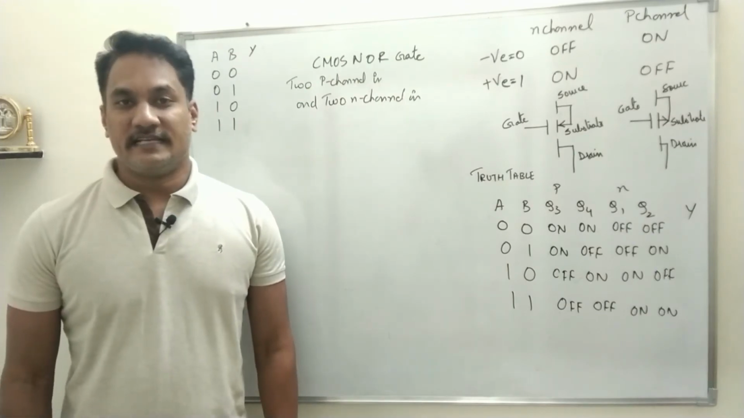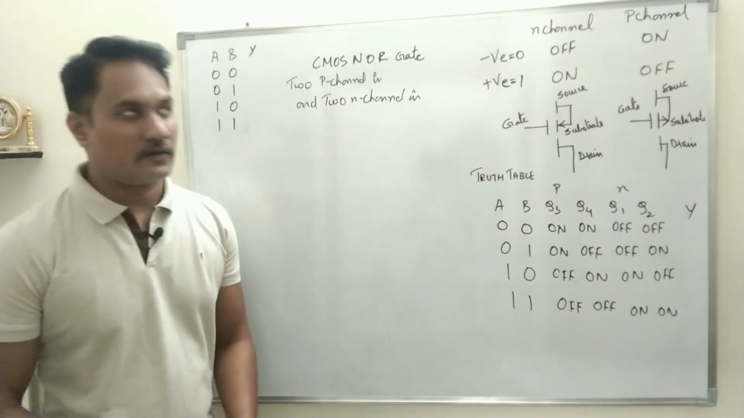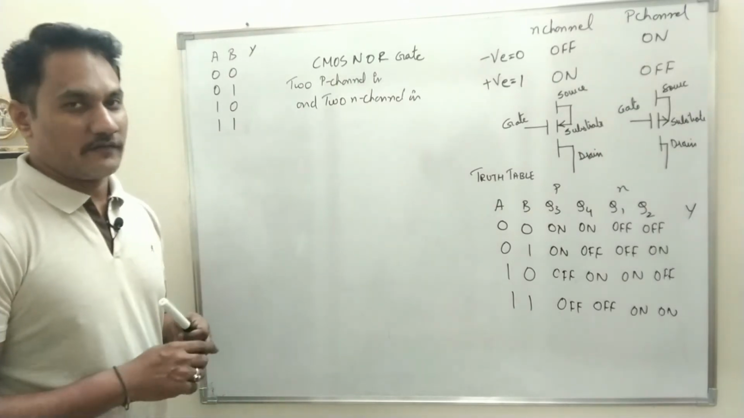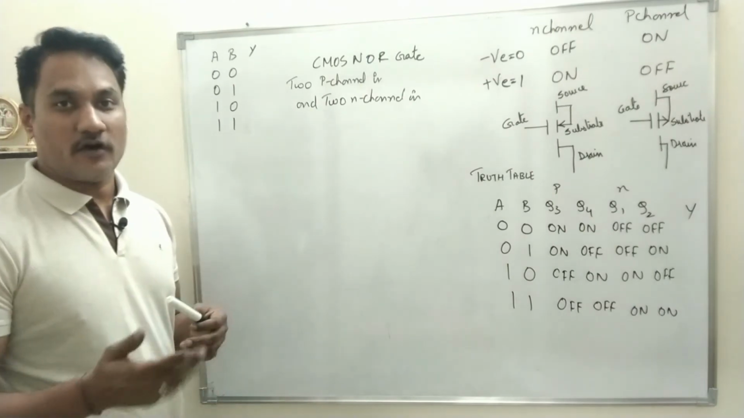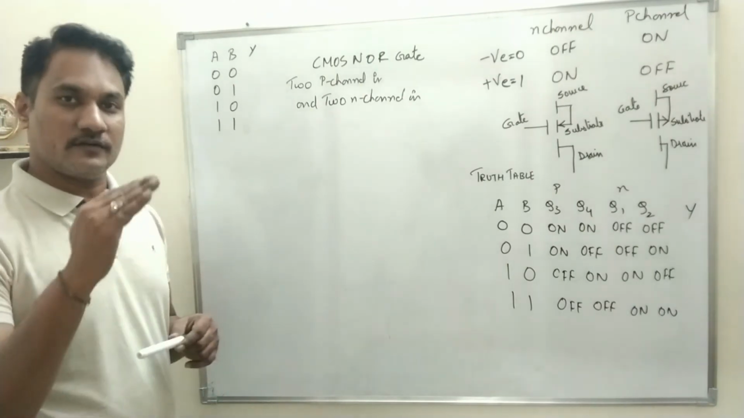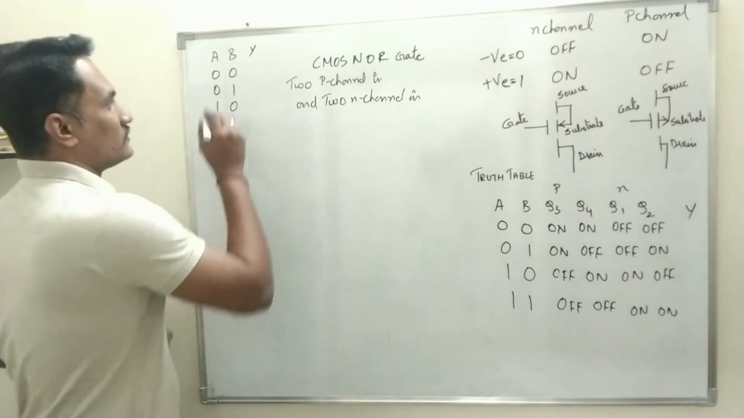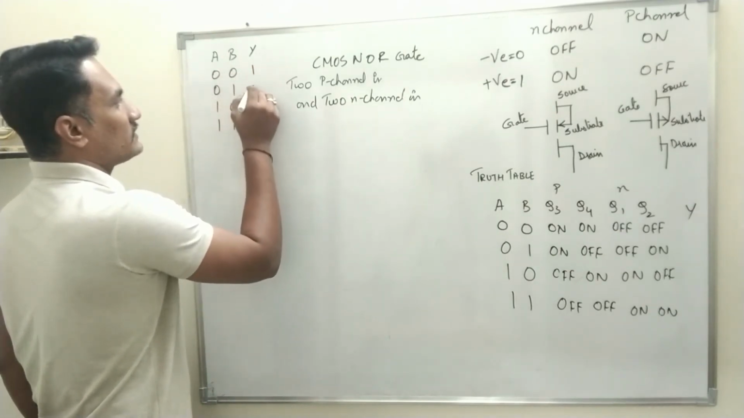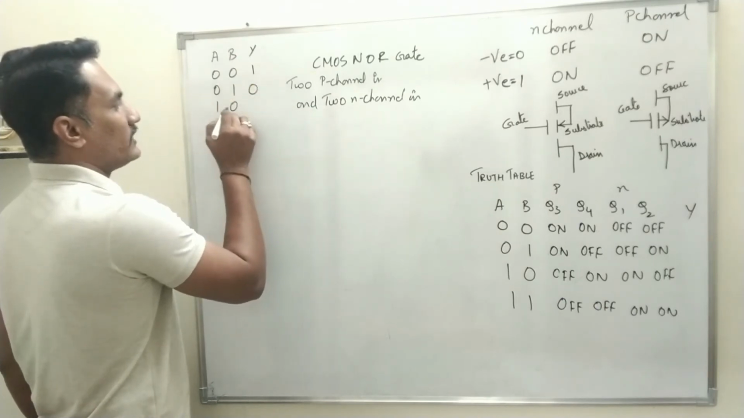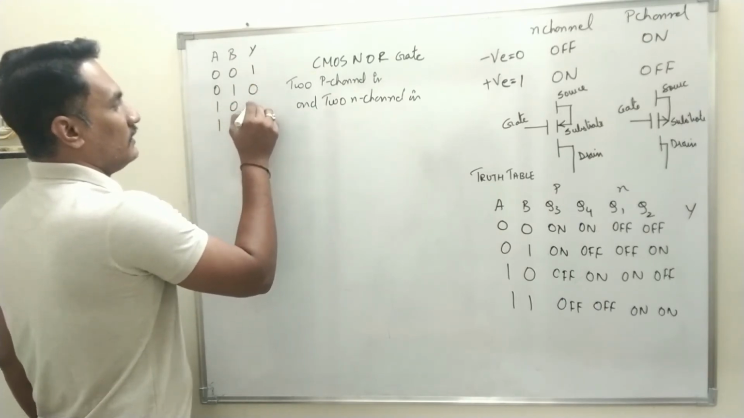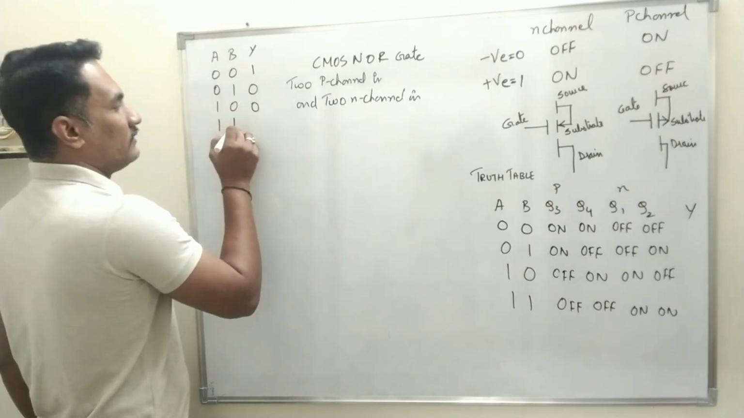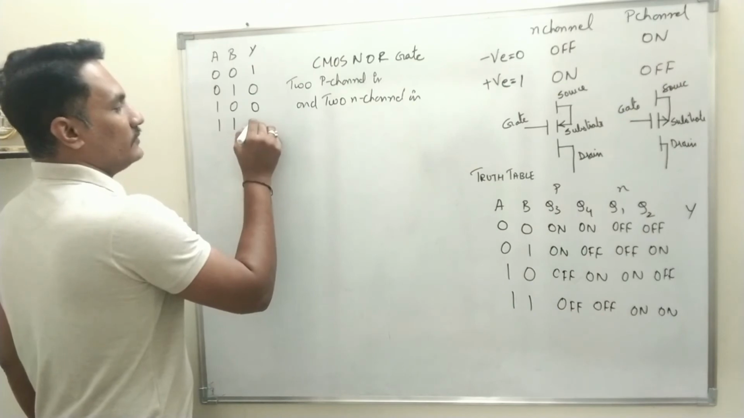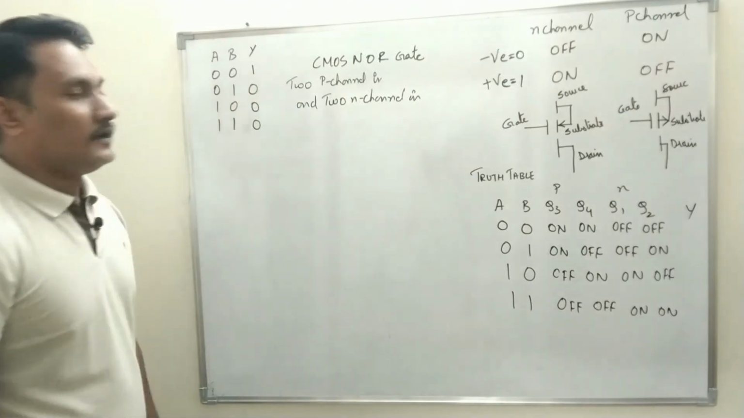The next circuit is the CMOS NOR gate. Before going to the circuit diagram, let us refresh ourselves with the truth table of a NOR gate. NOR gate is the opposite of OR, which stands for addition, so it will be the inverse of addition. So 0 plus 0 is 0, inverse 1; 0 plus 1 is 1, inverse 0; 1 plus 0 is 1, inverse 0; 1 plus 1 is 1. Of course, in OR logic 1 plus 1 is 1, and the inverse will be 0. So this is the output of a NOR gate.